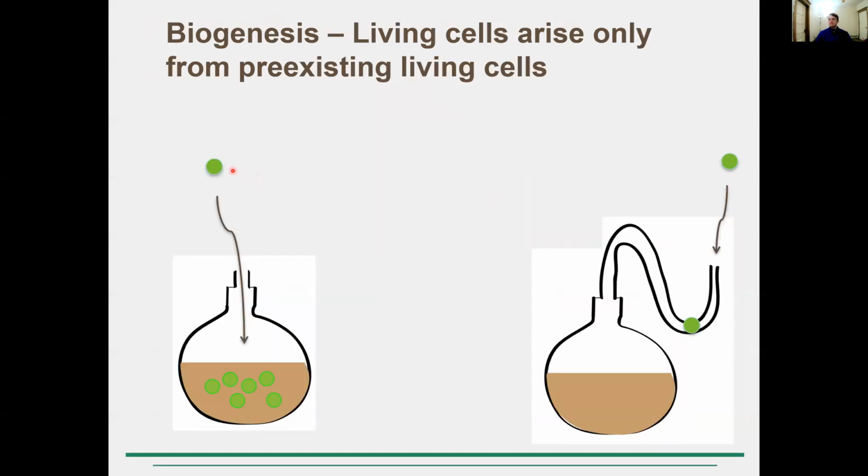So essentially, this is a better representation. So here comes a little germ and it just plops down into the broth, and then it becomes cloudy and it changes because of the contamination by the microbes that were in the air. And in the second instance, the microbe will fall into the open flask, but it'll be trapped in the neck of the flask and thus not contaminate the broth.